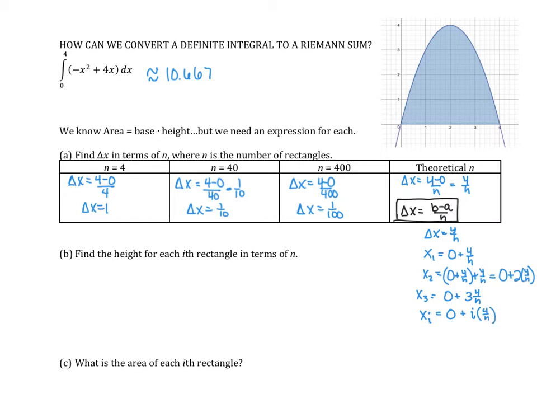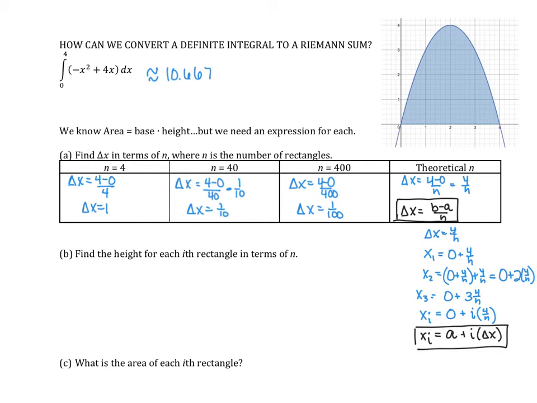Okay? If we look at this in terms of not this problem, but all problems, we may say that x sub i, the ith rectangle, is the starting value plus i times that delta x, because that's what that 4 over n is. So keep this in mind. We'll come back to it too.